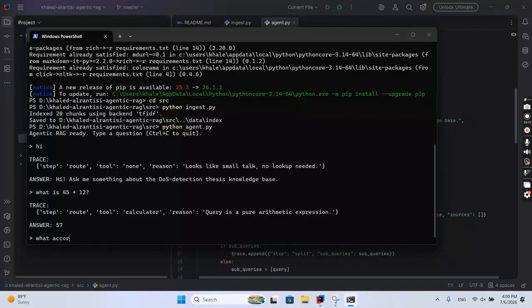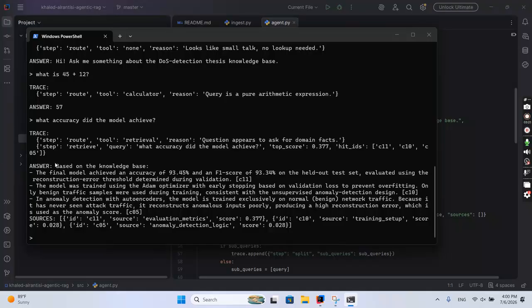Then I'll ask what the model achieved. It says, based on the knowledge base, the final model achieved an accuracy of 93.45. The first decision here is routing. You can look at the trace after each question. Routing skips the search completely. A math question goes straight to the calculator instead of the knowledge base, and only a real question about my thesis actually triggers a search, with the answer grounded in a specific source chunk.